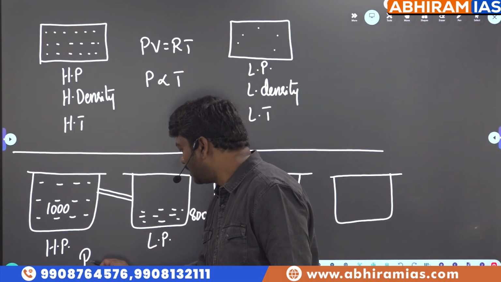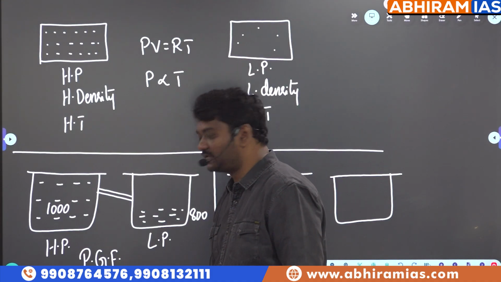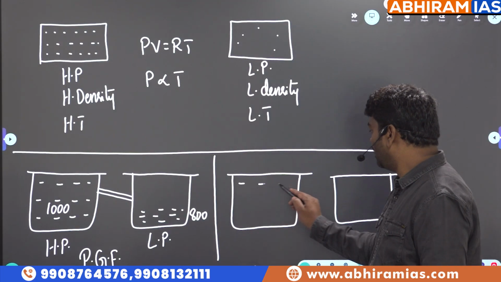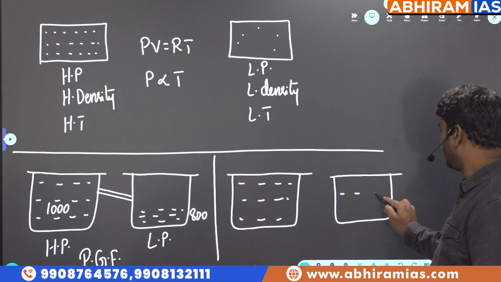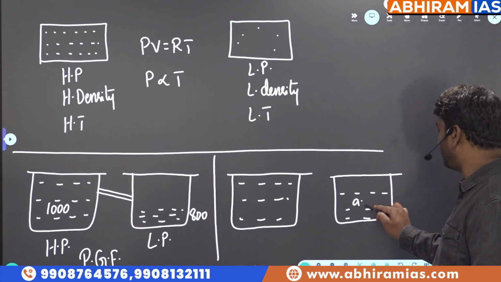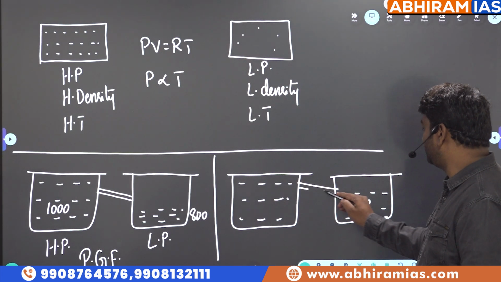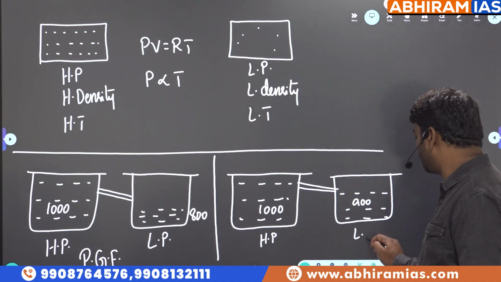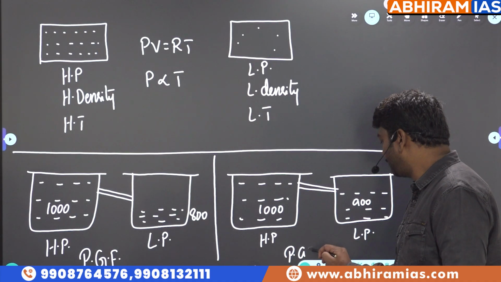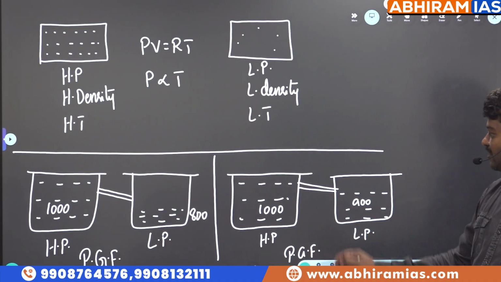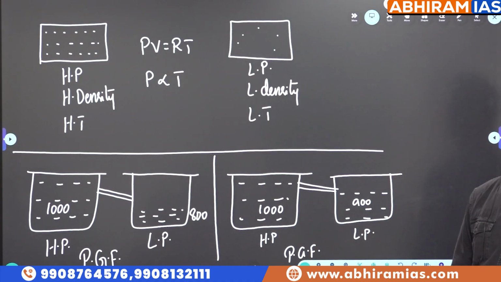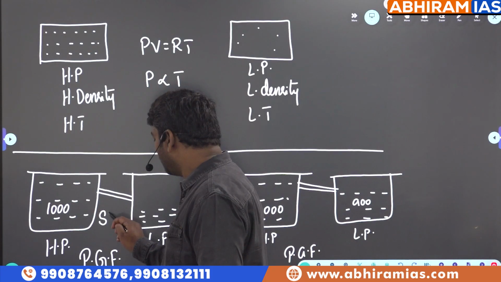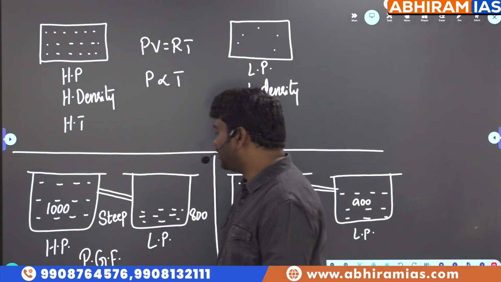This is called as what? Pressure gradient force. Here you tell me now, I have 1000, same, I have 900 particles. If we try to connect these two, now 1000, high pressure, low pressure. This is also called as what? Pressure gradient force. What is the difference between the first case and the second case? In the first case, can we say the difference is more? If the difference is more, we normally say steep.